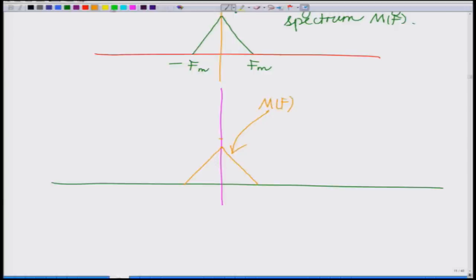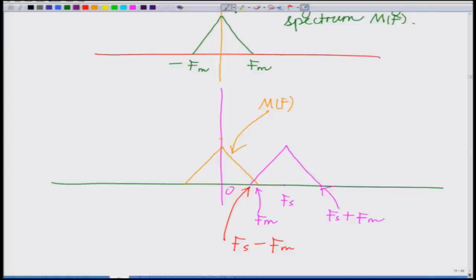In addition, at FS you will have one copy at FS, correct? So, this is the copy at 0. In addition, you will have one copy which is shifted to FS, correct? So, this point is your FM. Now, there is a copy at FS. So, this point naturally is FS plus FM, and this point is interesting. If you look at this, this is FS minus FM.